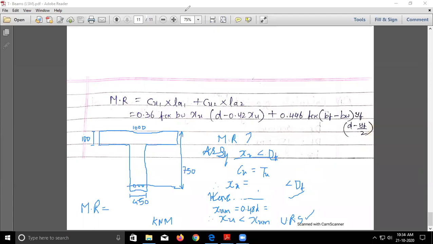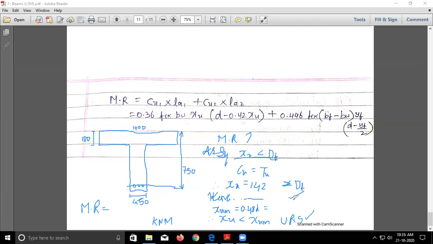Yes, anyone? Is Xu 142? So if Xu is 142, just confirm this value. So what does this imply? This means that your Xu is greater than Df. Correct? What is Df? It is 100. So that means our assumption is incorrect. So you can write, hence the assumption is incorrect.